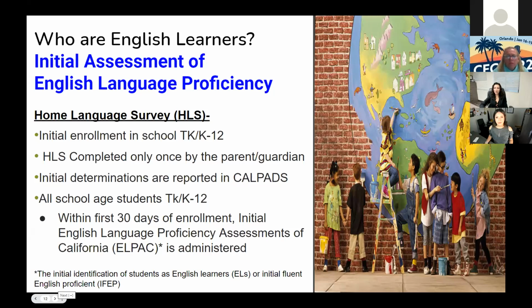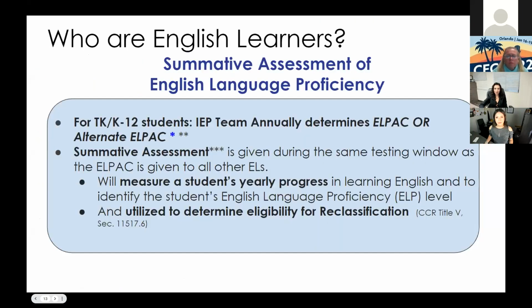And when we have our students enroll, that initial LPAC is administered to our students to identify the needs of the student as an English learner, or to determine if that English learner is English proficient, and they would then be classified as an IFEP. So as we have families coming into our systems, we want to assure that the information is gathered from parents, that they understand that there are supports and services that eligible English learners are entitled to receive to ensure that they are supported in the process of English language acquisition.